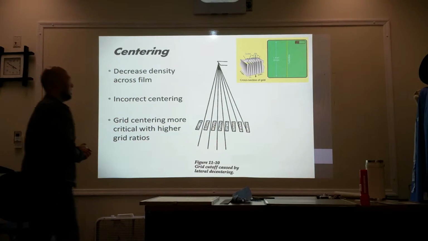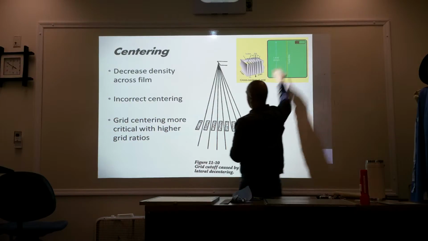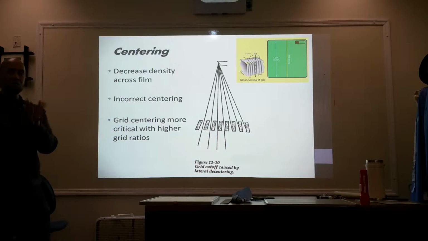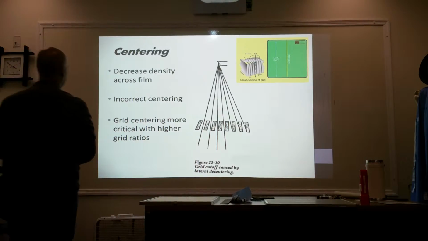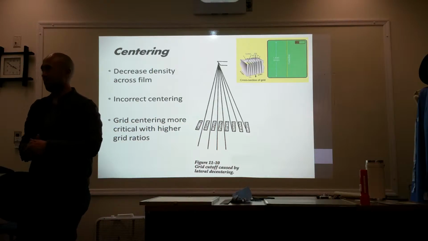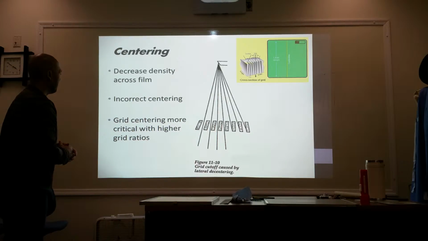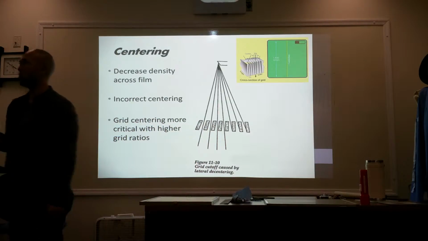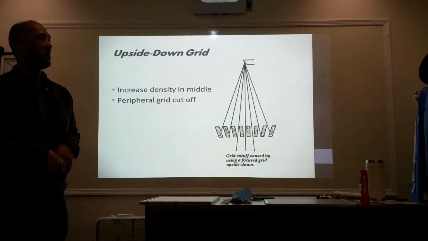Centering. Again, you want to be right in the center of your grid. If you're off center, you're going to have decreased density across the film because, again, your beam is divergent and it's not matching the lead strips. Okay? So again, it's going to be decreased density across the image. Again, centering is more critical with higher grid ratios. Narrow margin of error.